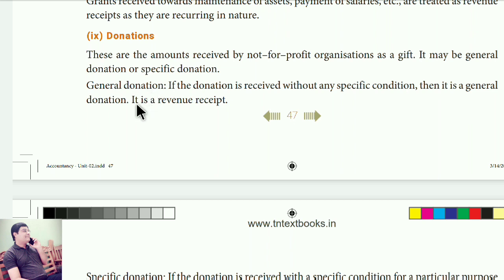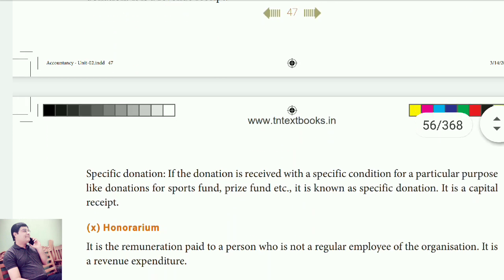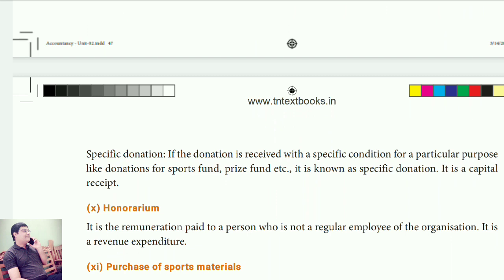But if they mention a particular or specific donation, like sports fund, prize fund, etc., that you have to use for a particular purpose, then it will not come under the income and expenditure account. That will be a capital receipt, so it will come under the funds. You have to write it only on the liability side. So see the specific donation.